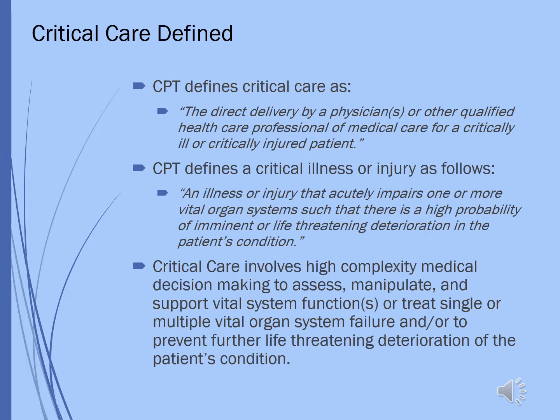We then have to define that critically ill or critically injured patient, and CPT states that this is an illness or injury that acutely impairs one or more vital organ systems such that there is high probability of imminent life-threatening deterioration in the patient's condition. Critical care involves high complexity medical decision making to assess, manipulate, and support vital function systems. So really what we're looking at here is that you're taking an immediate action to prevent further deterioration of the patient's condition.